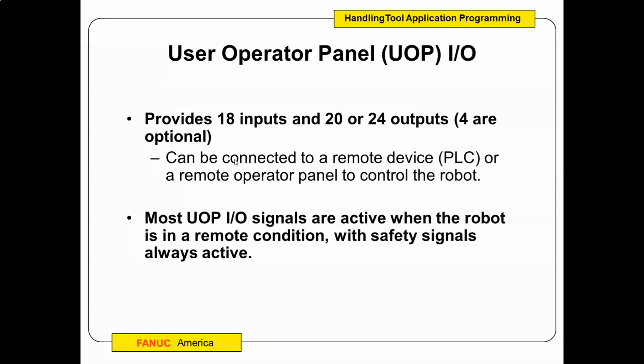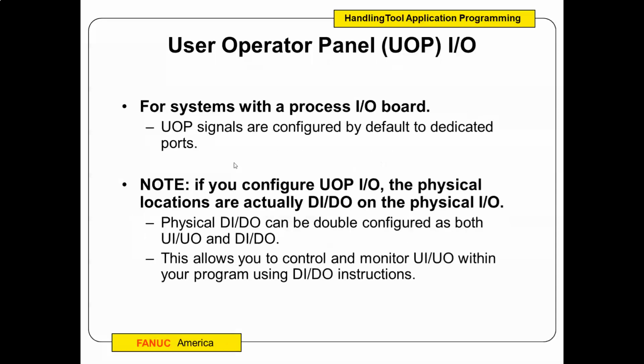So if you're having, say, an overall PLC run the whole system, it will start up the robot automatically on itself, things like that. Again, sometimes there's a process I/O board into this that the user operator panel is connected into. You can also set it up to be regular digital I/O. So if you do that, you can double assign I/O to be both user input output and digital input output. And that allows you then to do things with the user I/O using digital input output instructions.